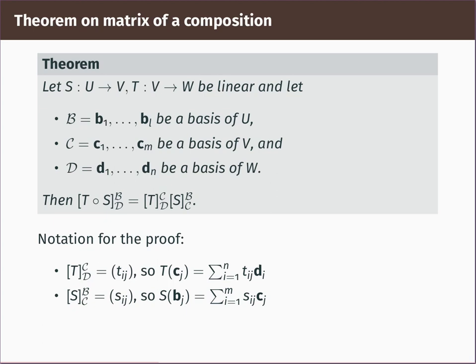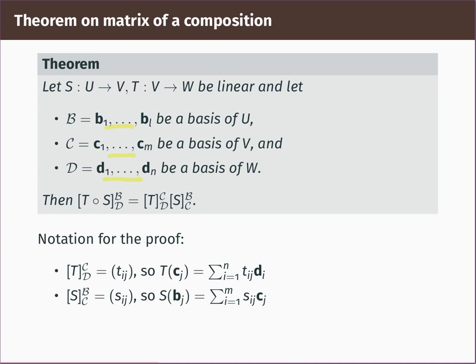We have the same situation as on the previous slide. S is a linear map from U to V, and T is a linear map from V to W. And we let B be a basis of U, C be a basis of V, and D be a basis of W, with the notation that I've fixed here. Then what the theorem claims is that the matrix of T composed with S with respect to the initial basis B and final basis D is equal to the matrix product of the matrix of T with respect to the initial basis C and final basis D, and the matrix of S with respect to initial basis B and final basis C.